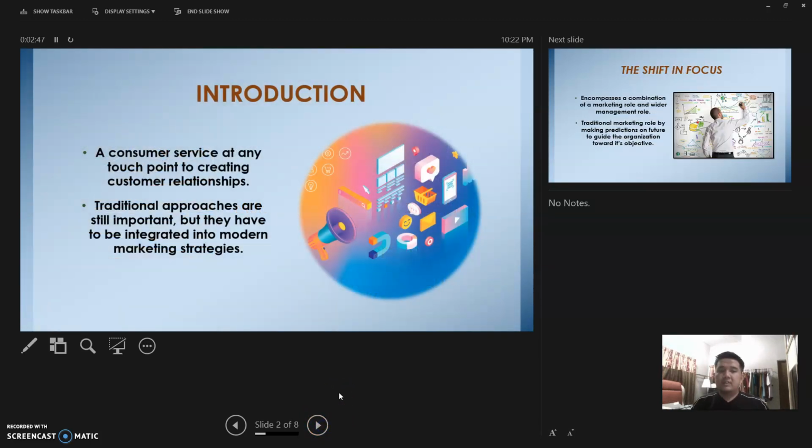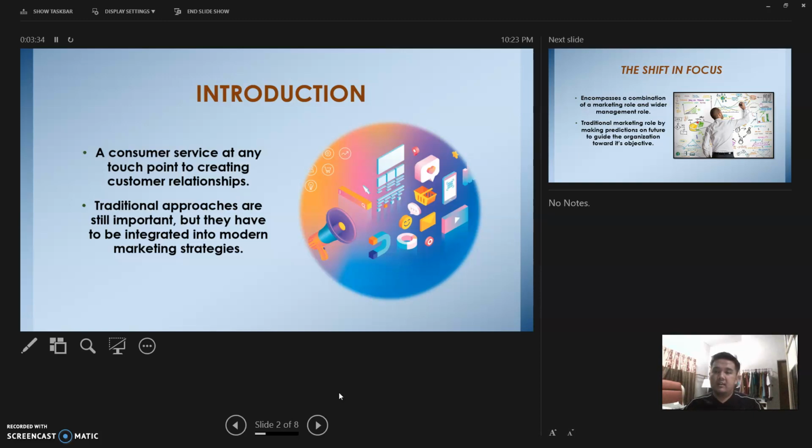For the introduction, the first point is consumer service at any touch point to create customer relationships. Next, traditional approaches are still important in modern marketing, but they have to be integrated into modern strategies, such as any technique that leverages an observable, scalable approach to understanding the alignment of audience or the product itself. As the implication of this, modern marketing often looks for two things to be accomplished: to be responsible for what has been provided by marketing, either in financial returns or in observable market learning. That's for the introduction.